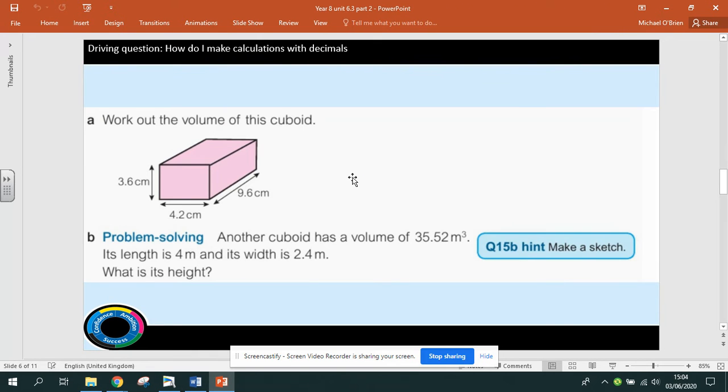Okay, so we're looking at going back to volumes of cuboids, which we haven't done for days. Well, the other side of half term. So the first thing, can you work out the volume of that cuboid? Notice that this is not the calculator question. Yes, you are going to have to do some long multiplication. And then the next one, another cuboid, has a volume of 35.52 cubic meters. It has a length of 4 meters and its width is 2.4 meters. What is its height? So we've got to sort of work a little bit backwards at this one.